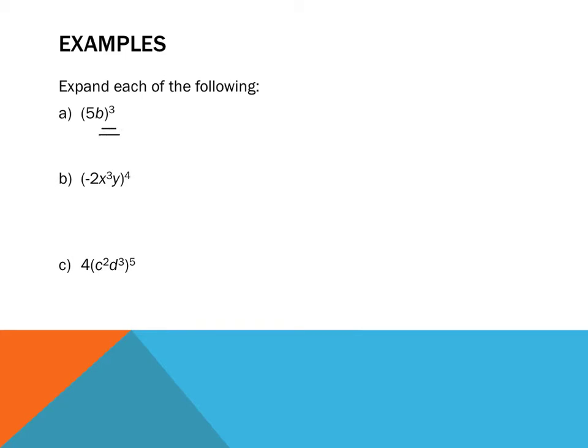5b to the power of 3 is the same as saying 5 to the power of 3, and then b to the power of 3. So 5 to the power of 3 is 125, and then I leave b the same because I don't know what b is. So my answer of 5b to the power of 3 expanded, as this is asking me to do, is 125b to the power of 3.